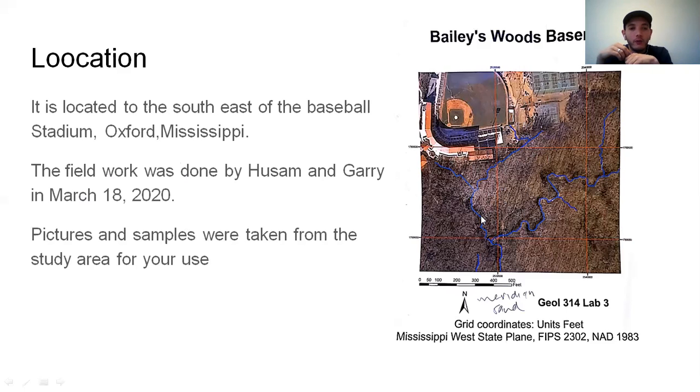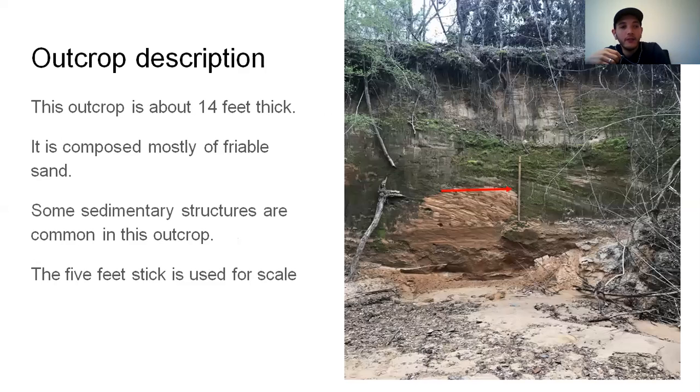The field work was done by me and Gary, and as I told you, we took some pictures and collected 4 samples, 3 samples from the outcrop and 1 sample from the modern stream, for you to describe and do some other work. So this is a picture of the outcrop. This stake is about 5 meters tall, and the thickness of the outcrop is approximately between 13 and 14 feet.